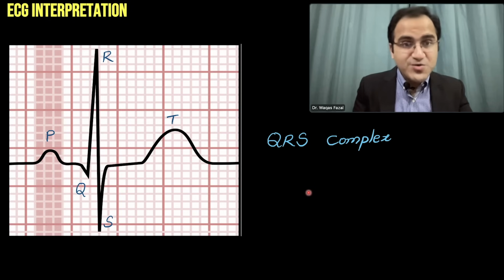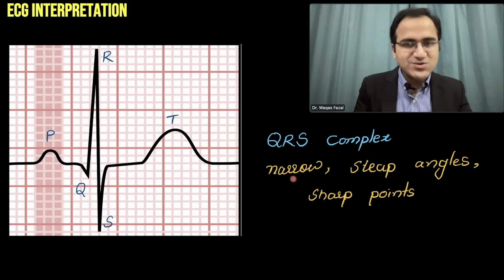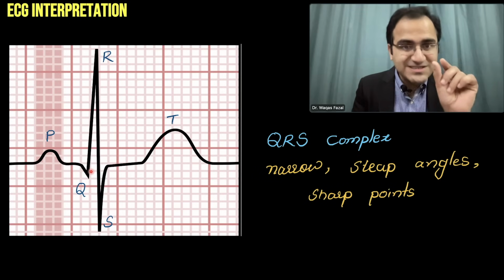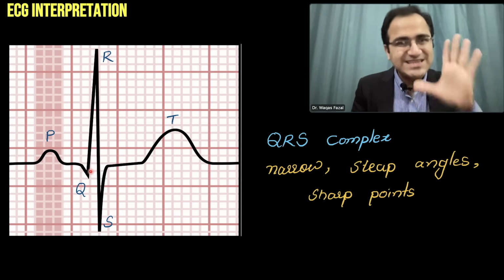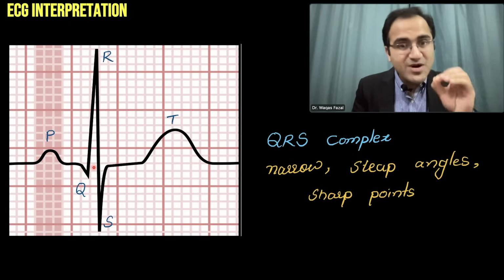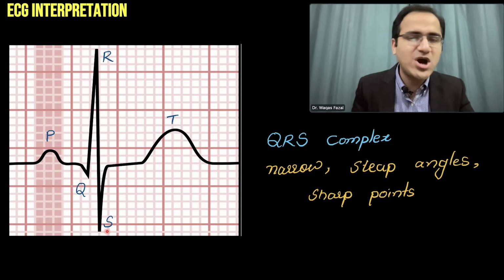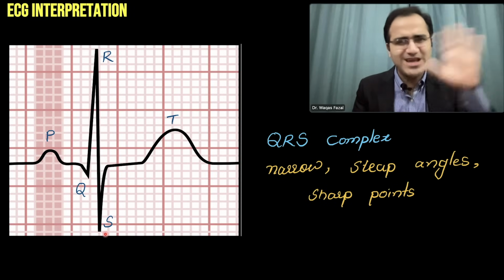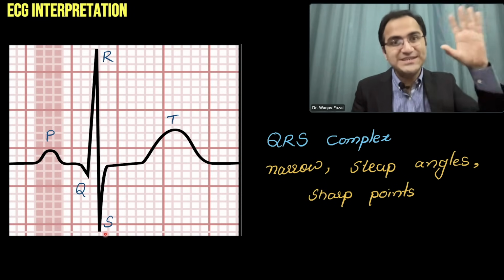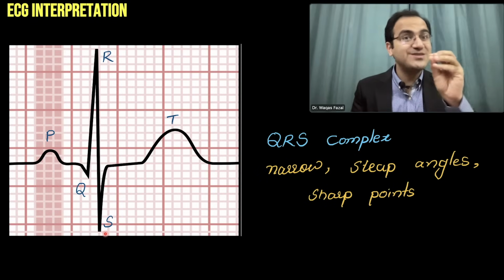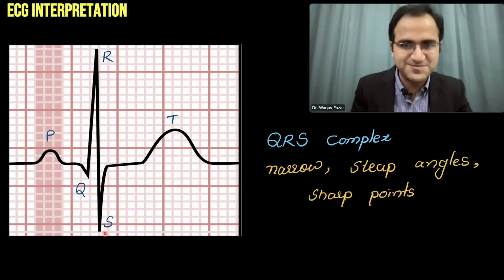Now coming to QRS complex, a normal QRS complex should be narrow. Narrow means that the small boxes should be less than 3. A normal QRS is narrow. It has steep angles and sharp points. That is a normal QRS. A wide QRS is abnormal. We will discuss it in ventricular tachycardia and those abnormal rhythms. There will be wide QRS complexes.